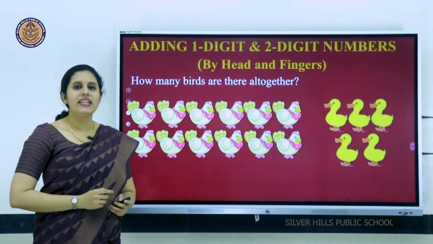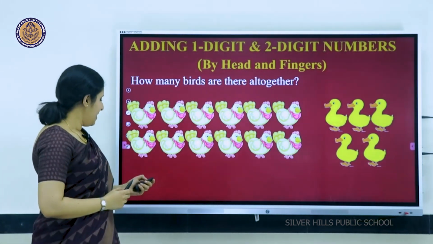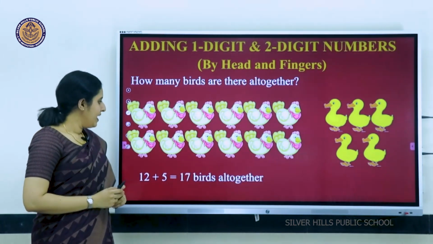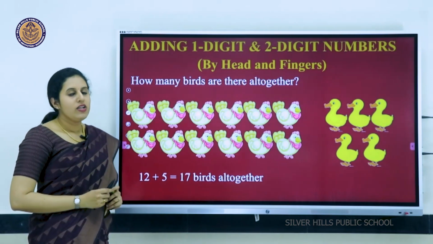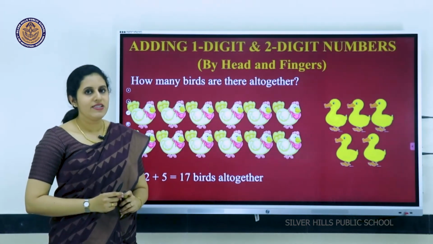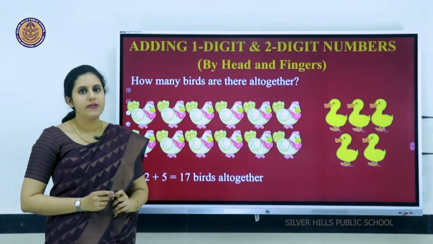And how do you write that in an addition sentence? Yes, you write it as 12 plus 5 is equal to 17. 12 plus 5 is equal to 17, which means there are 17 birds all together.